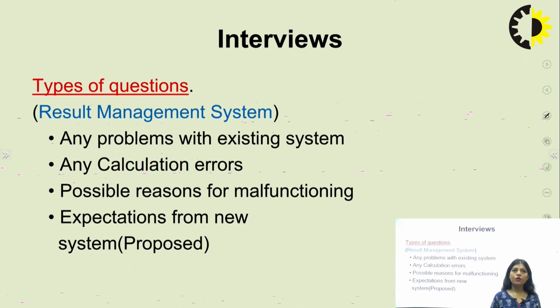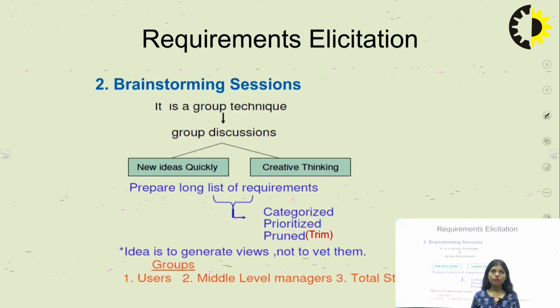So what are the types of questions we can ask in the interview? For example, the result management system. If we are talking about the result management system, the questions can be like: any problem with the existing system, any calculation errors, possible reason for malfunctioning, expectation from the new system, expectation from the proposed system. So these are some types of questions which can be asked in the interview.